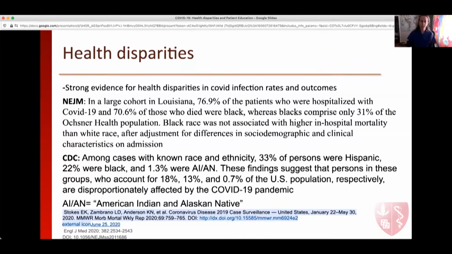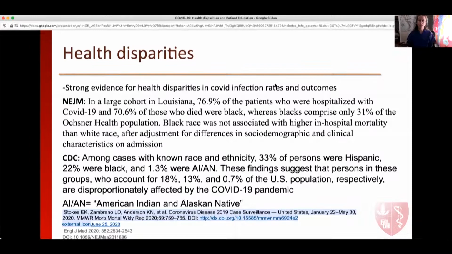One thing I want to emphasize that they found was that Black race itself was not associated with higher mortality rates after adjusting for differences in socioeconomic and clinical characteristics. Early on in the pandemic, some people thought that there were inherent genetic or biochemical reasons why different races were affected differently. We found out this is not true. All of the differences in outcomes can be explained by other things, and many of them we can't address.